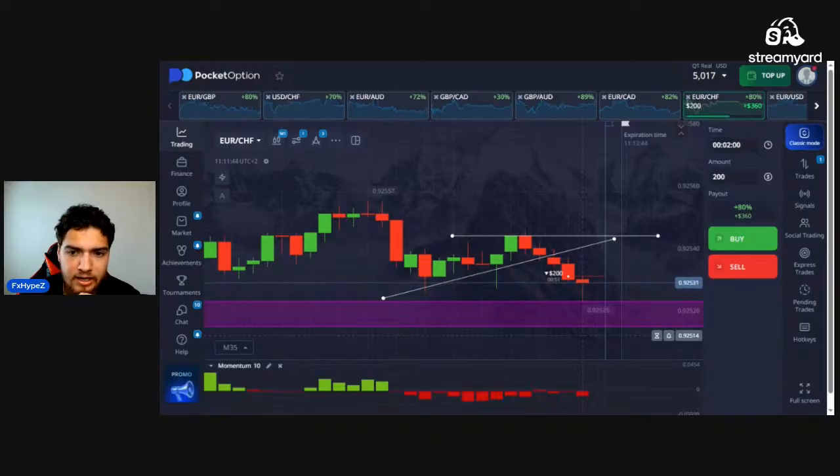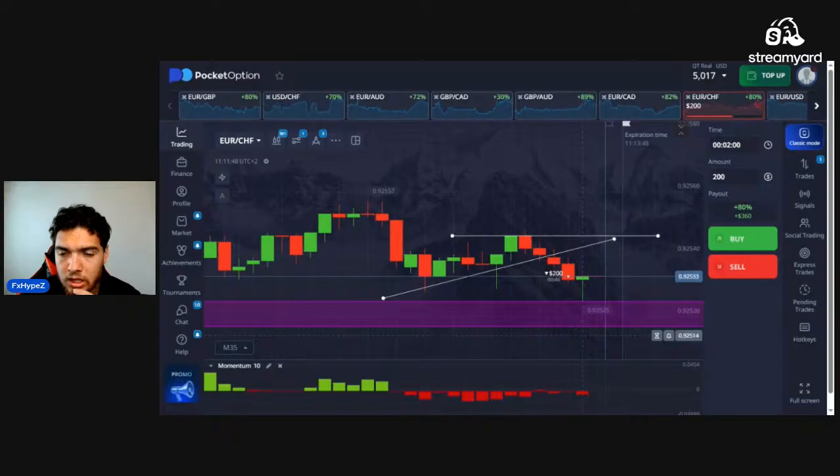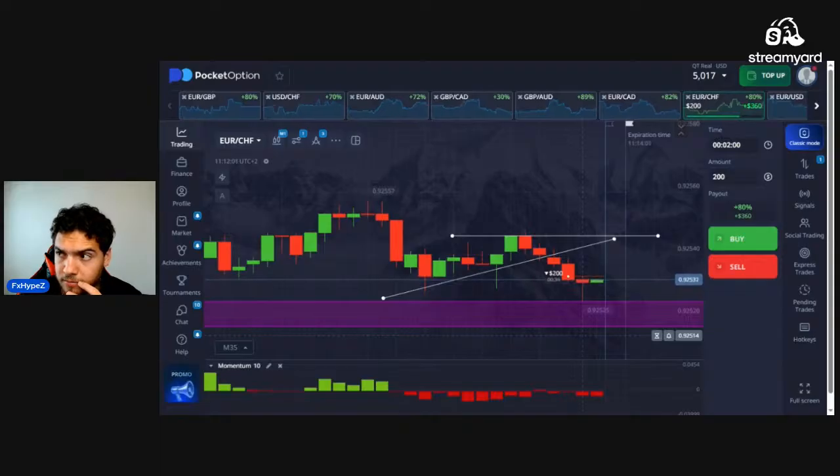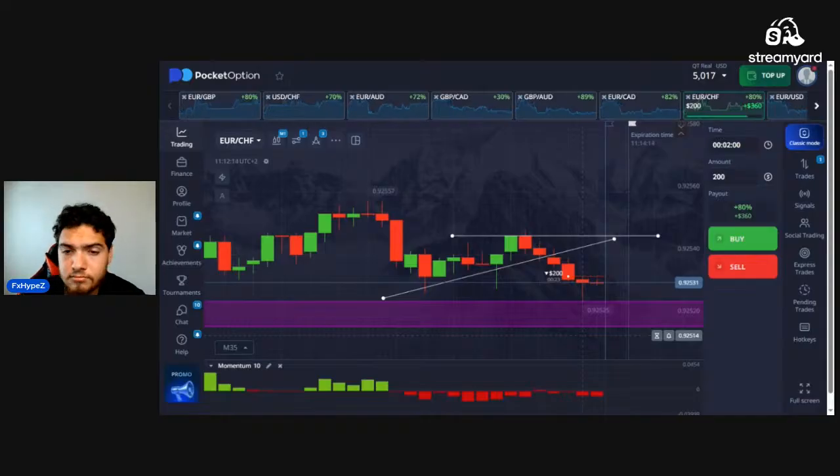Yeah, I wouldn't necessarily say that I got in late on this, because I was kind of waiting for, I wouldn't say a confirmation, but just a little bit of confidence to lock in that sell. That is a strong rejection candle though. It's a very strong rejection candle.